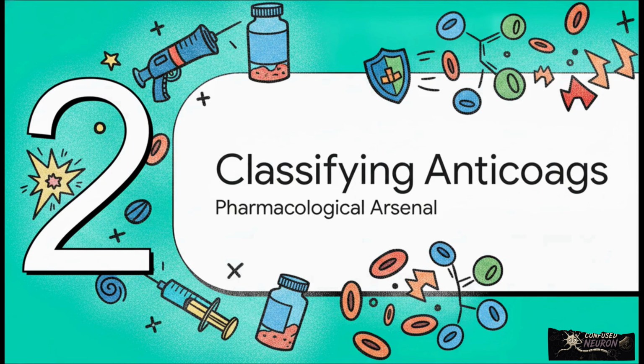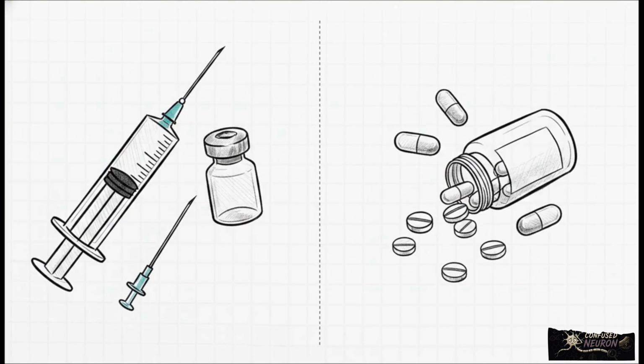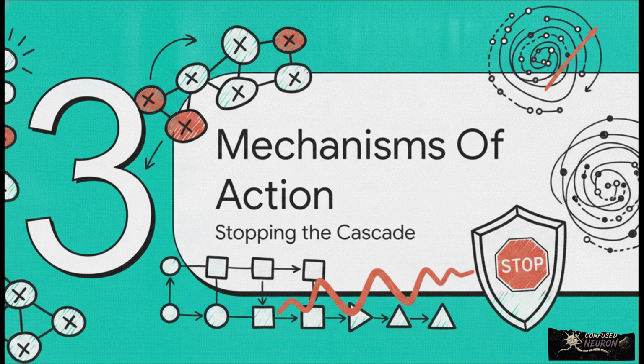Section 2. Classification of anticoagulants, the pharmacological arsenal. Now that we know our enemy, let's look at the heavy hitters we use to fight these clots. We basically group these drugs by how they get into the body. Over on the left, following the blue marker, we've got the parenterals, the injectables. We're talking heparin, low molecular weight heparins, or LMWHs, like enoxaparin, and argatroban. Then over on the right, in red, we have our oral pills, warfarin, and the newer direct oral anticoagulants like dabigatran and rivaroxaban.